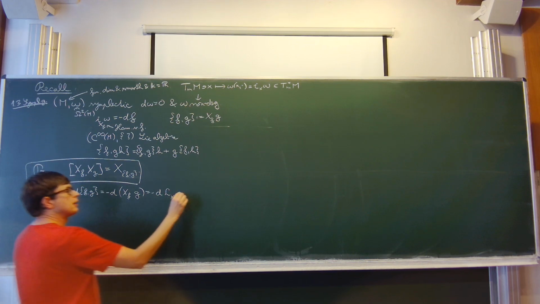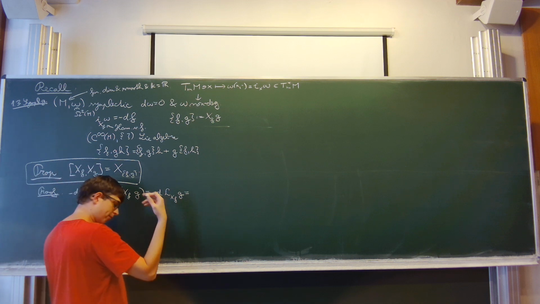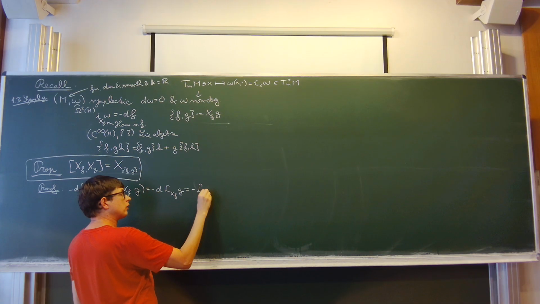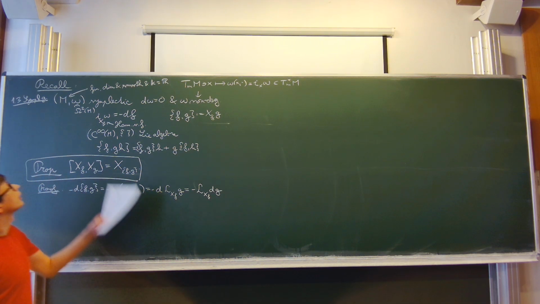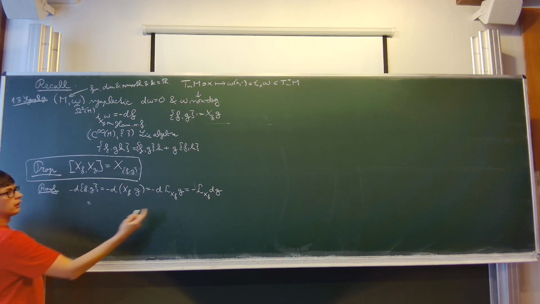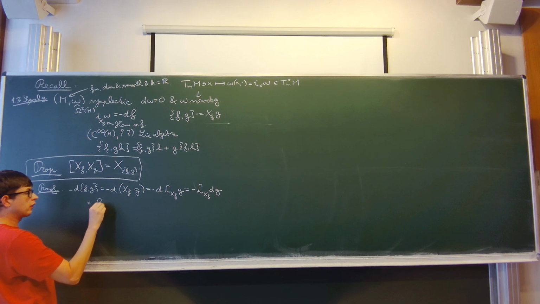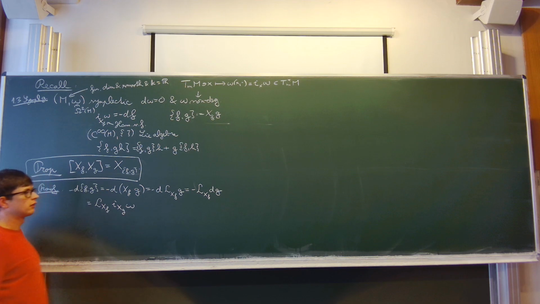Now the Lie derivative commutes with the differential. So this is minus dg, and now I use this thing for g. I use the fact that dg I can rewrite in terms of its Hamiltonian vector field, and this thing is i_{X_g} omega.